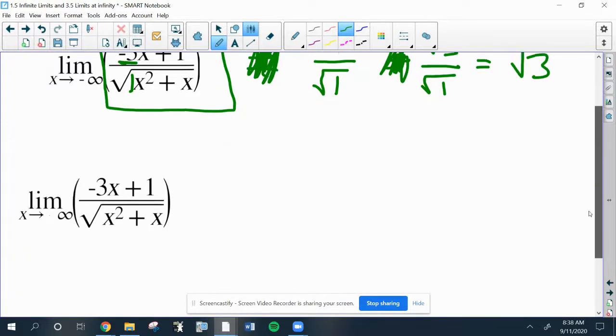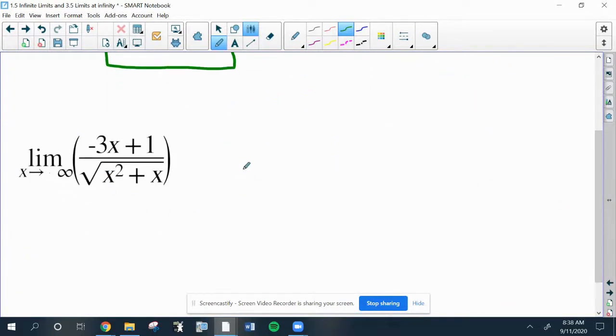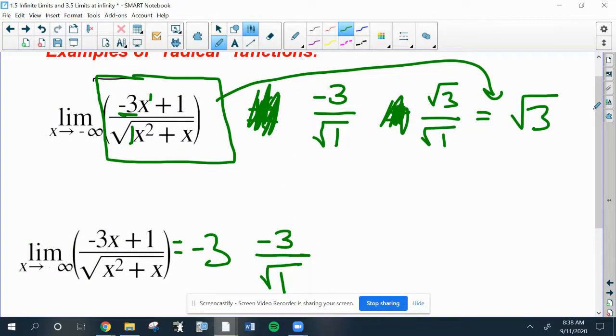So for the next one, it's the same function. We already decided that the degrees, quote unquote, are the same. So we're going to take the ratio of the leading coefficients. It's approaching positive infinity. In this case, don't change a thing. Whatever I wrote down there is the limit. This is the same thing as negative 3 over the square root of 1, and the square root of 1 is 1, so this is negative 3. So that was the semi-analytical way to do this.